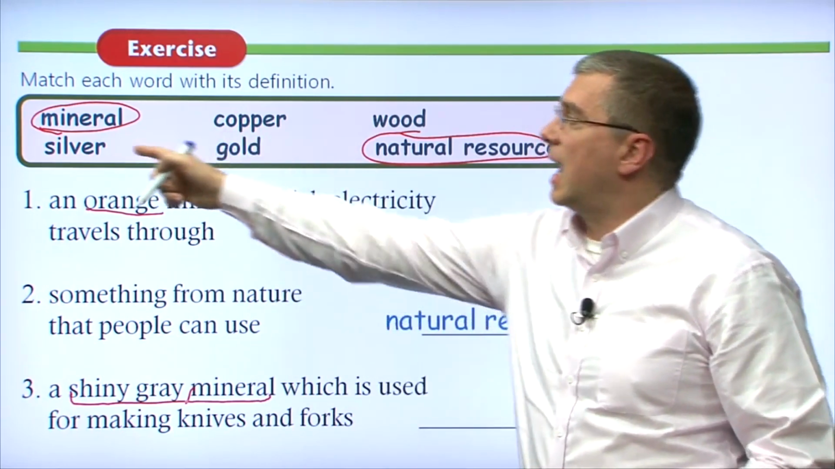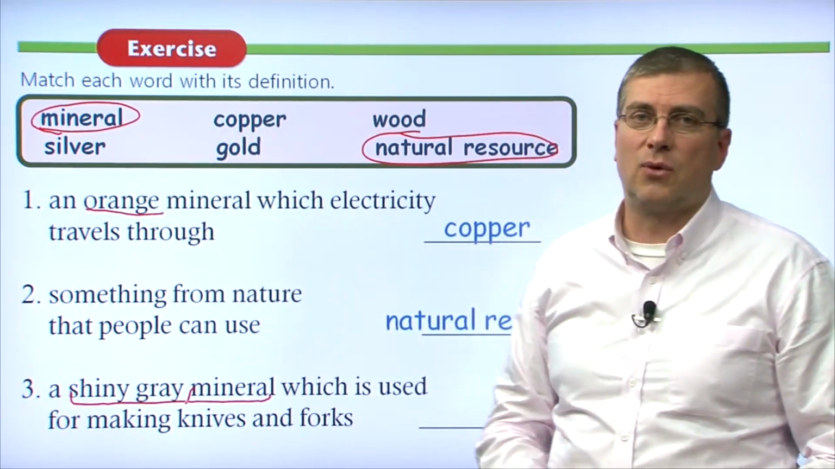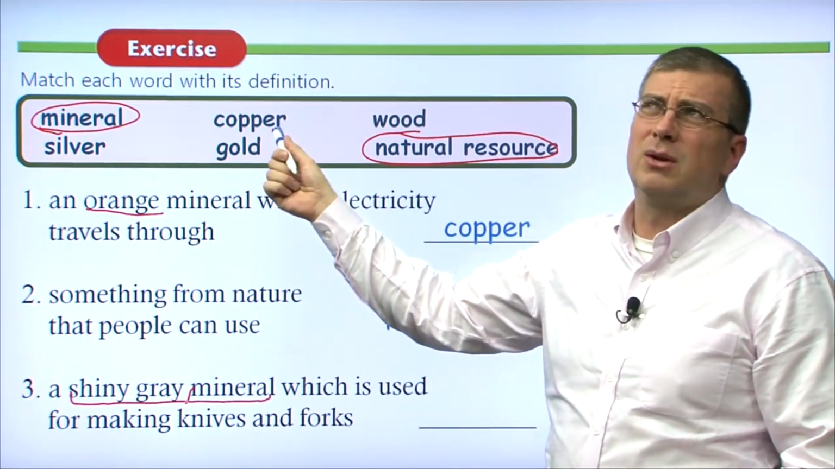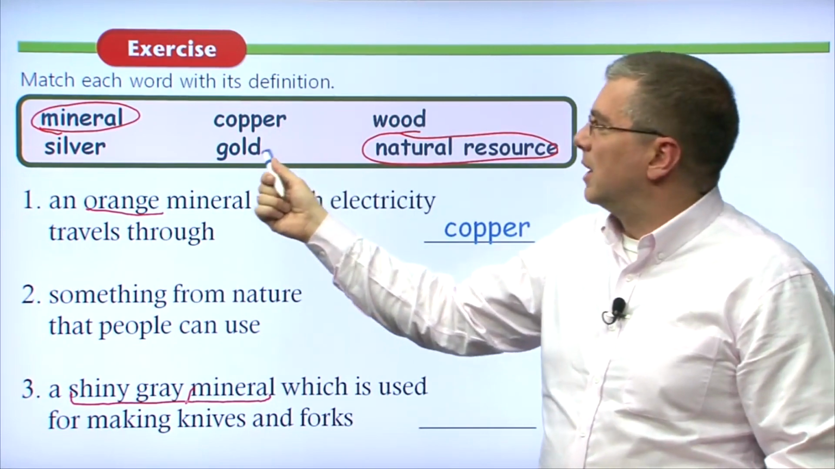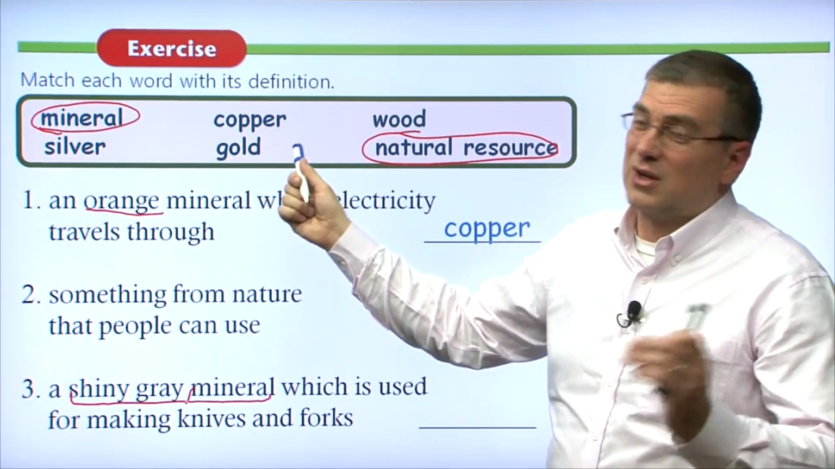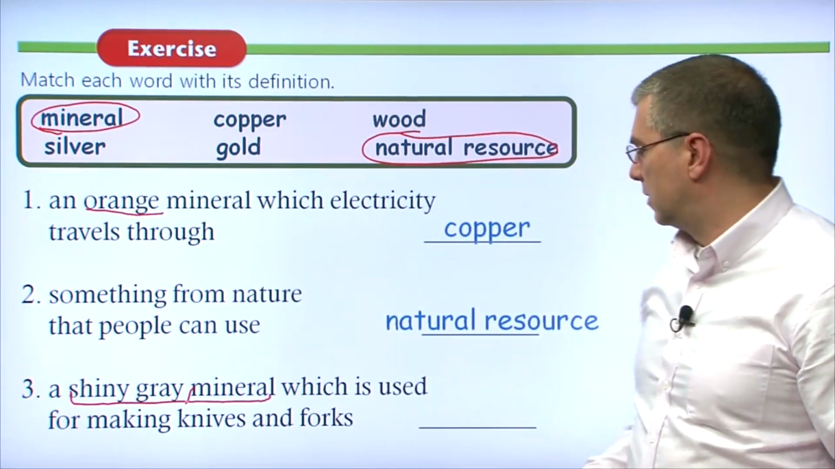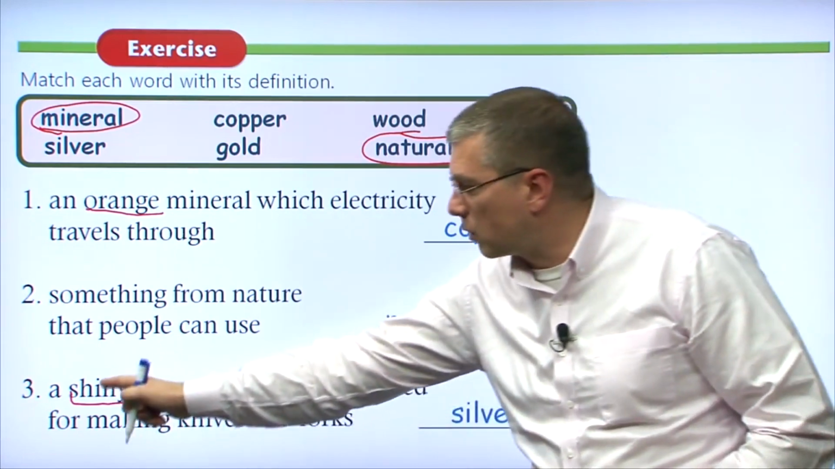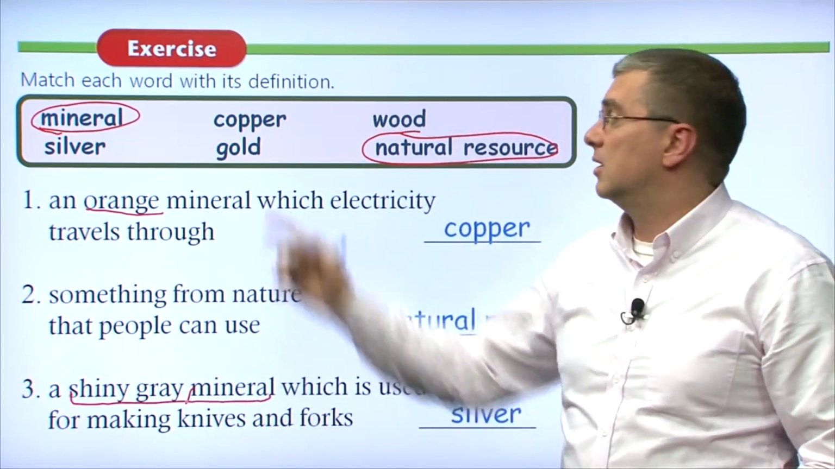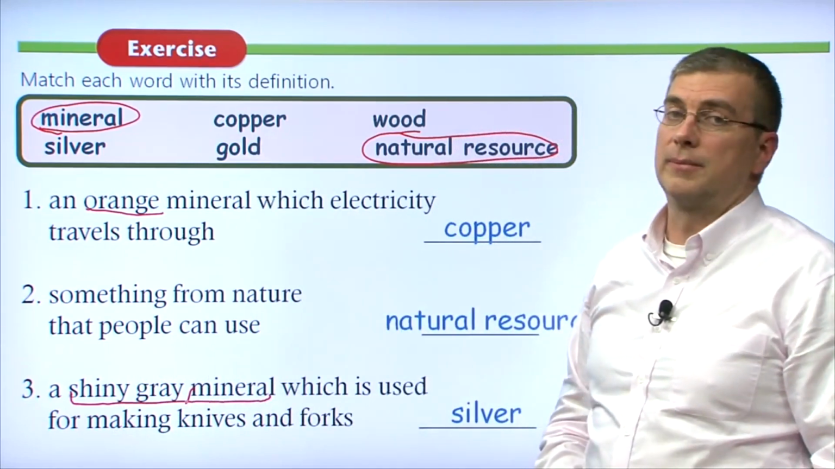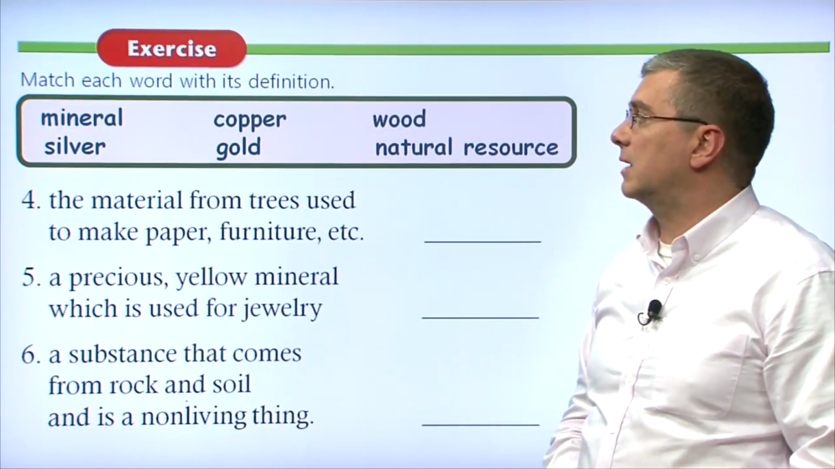So it's the most common. I mean, we could use any one of these minerals to make knives and forks. Some copper pots and pans are common, but gold is very rare, very expensive, but silver is the most common one. So if you chose silver, that's correct. But of course, the most important part here is shiny gray, the color. That's the color of silver. Okay, let's move on to 4, 5, and 6.